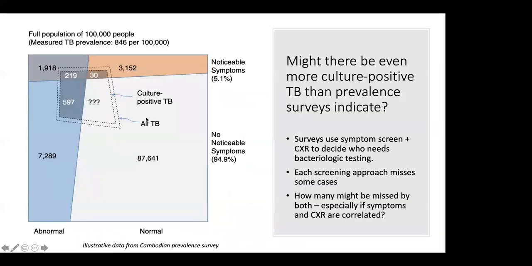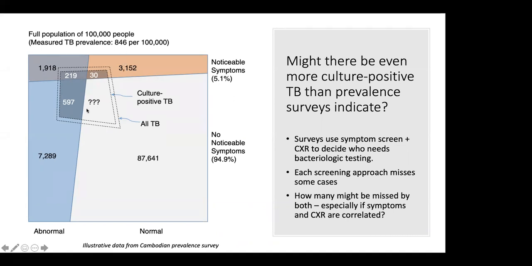And then I would just add that we're probably underestimating the burden of prevalent TB if it's defined by anybody who would be bacteriologically positive if we tested their sputum, because we know that, this is arbitrarily chosen data from a prevalence survey in Cambodia, but the same is seen in most surveys, that symptom screening misses some of the people who get diagnosed by chest x-ray, and chest x-ray misses some of the people who get diagnosed by symptoms. And you can imagine that chest x-ray is more sensitive for symptomatic disease than it is for asymptomatic disease, and vice versa.